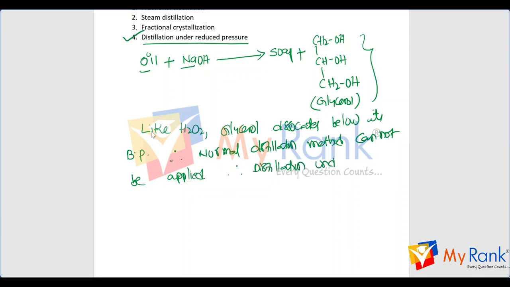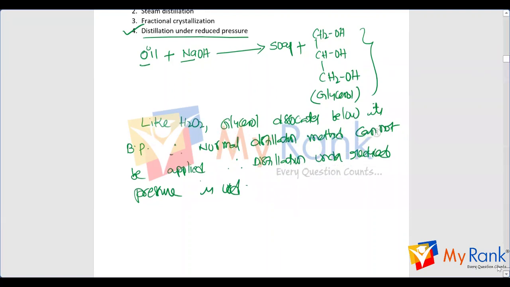Distillation under reduced pressure is used. Okay, this is the next question.